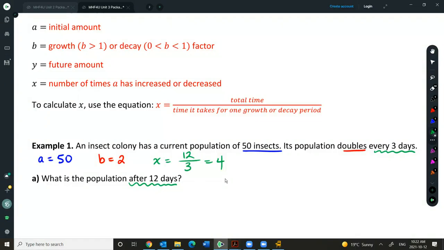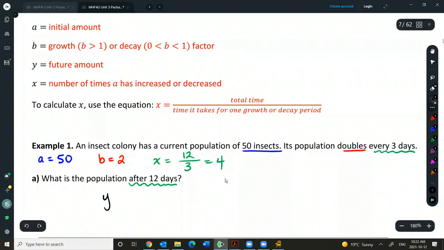Okay, also we want to make sure that our units of measurement are both in the same unit of measurement when we talk about time. So here we have days and days. Okay, perfect. Let's plug it into the formula. Y equals a times b to the x.